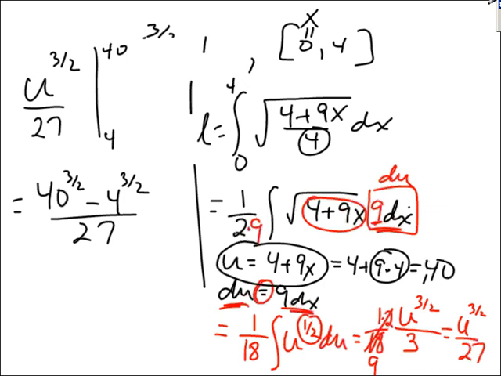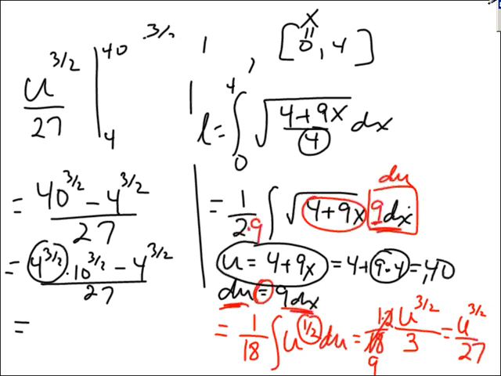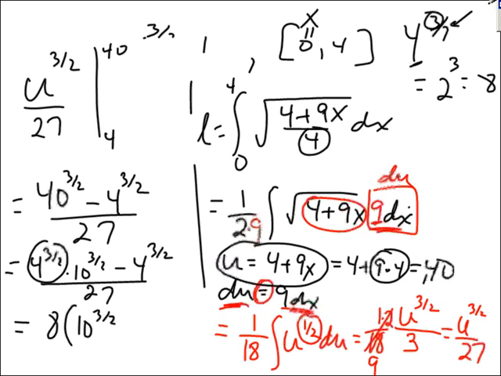Okay, so 40 is 4 times 10. So 40 to the 3 halves is just what I wrote, minus 4 to the 3 halves, over 27. I factor out 4 to the 3 halves, but that's 8. What times itself 2 times gives you 4? 2. Cube the 2. You get 8. So then you have 10 to the 3 halves, take away 1, over 27.